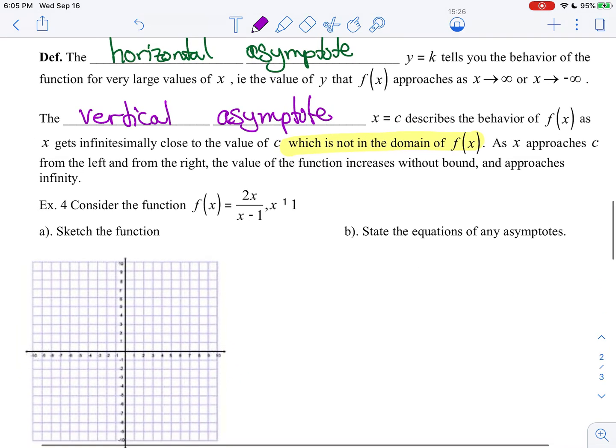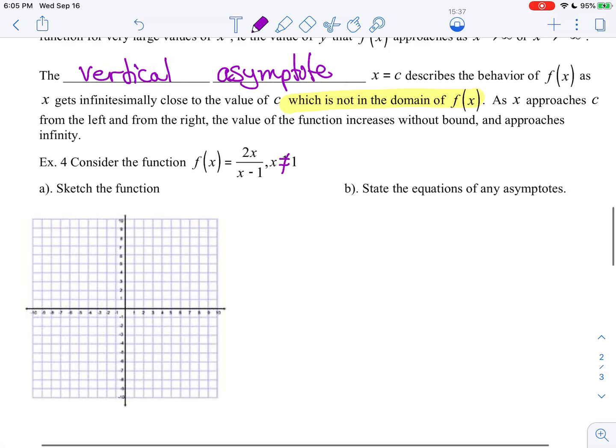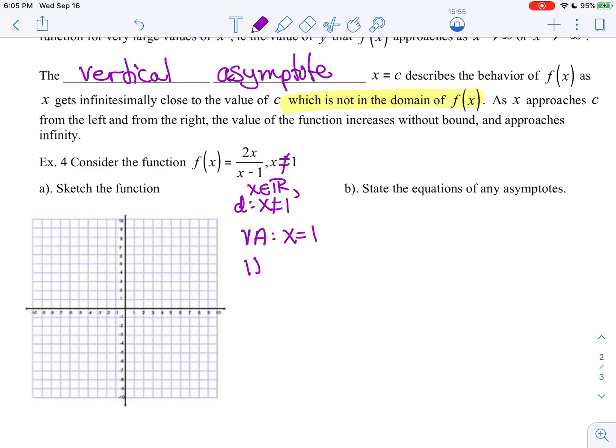So let's look at example 4. It says, consider the function f of x equals 2x over x minus 1. And this is where x does not equal 1. So it says sketch the function. So I can tell right away that my domain is x is not going to equal 1, and we would say x is an element of the set of real numbers such that x does not equal 1. I have a vertical asymptote of x equals 1, and I have a horizontal asymptote of y equals 2.